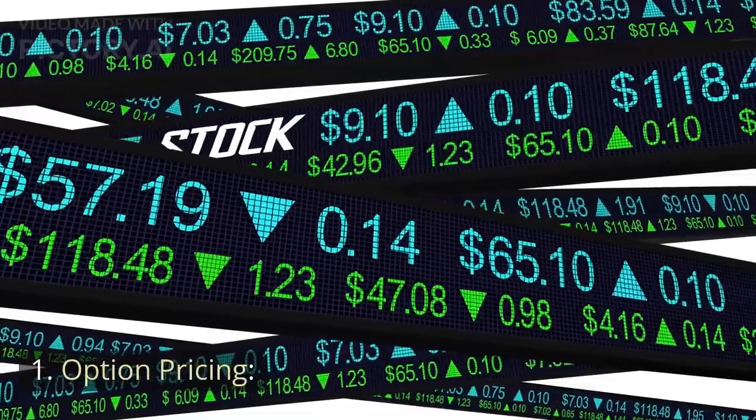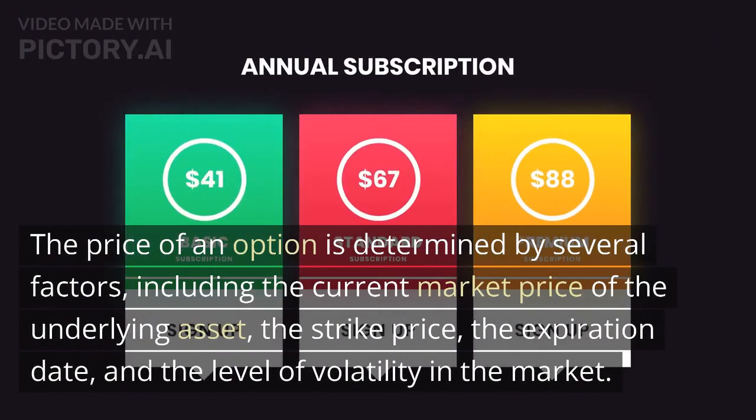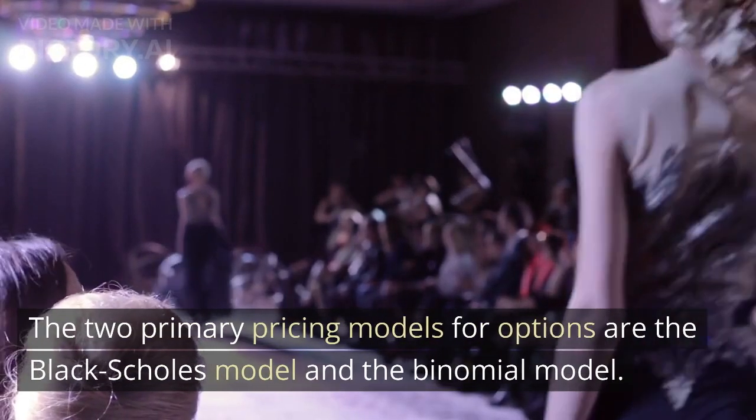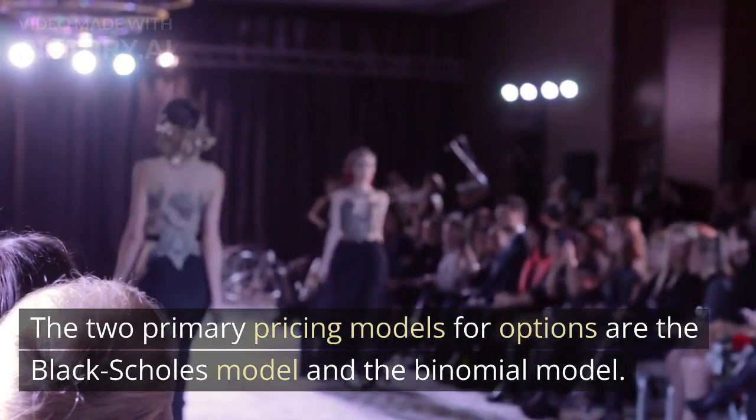2. Option pricing. The price of an option is determined by several factors, including the current market price of the underlying asset, the strike price, the expiration date, and the level of volatility in the market. The two primary pricing models for options are the Black-Scholes model and the binomial model.